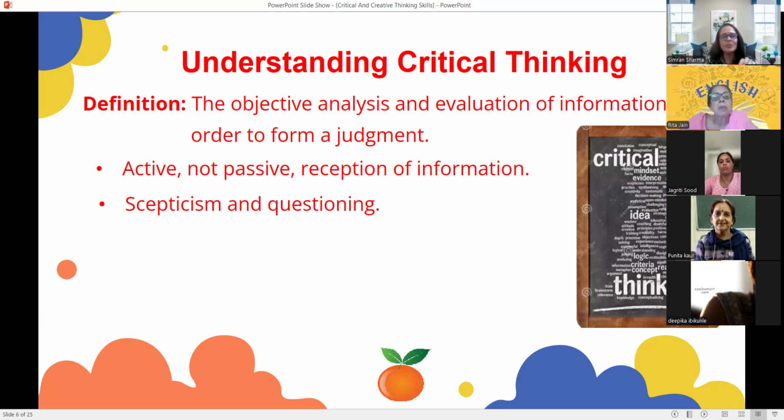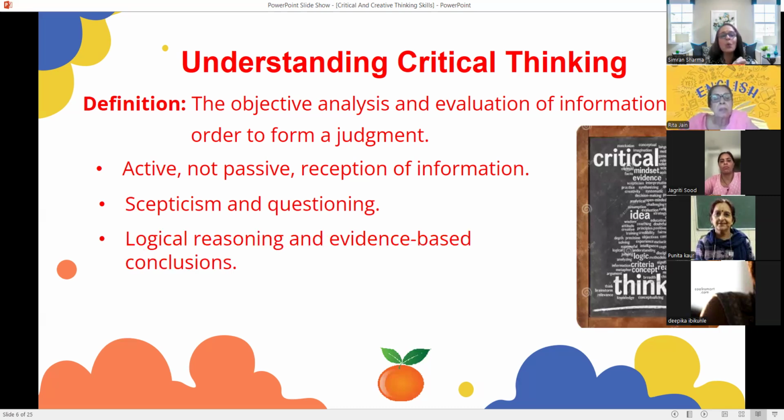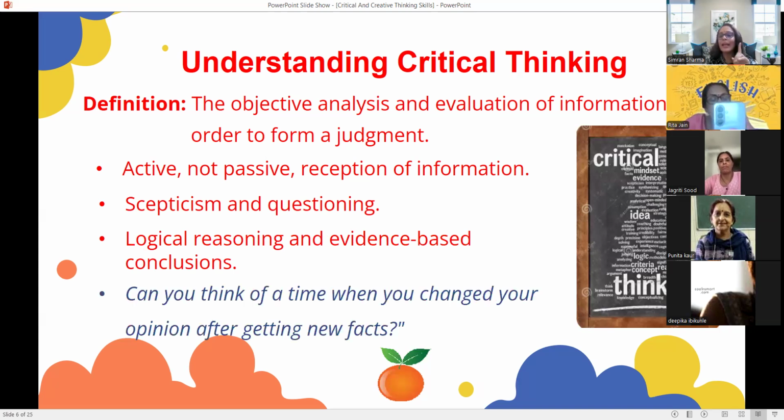So the best way is to show skepticism, ask questions, go for logic, reasoning, and go for evidence based conclusions. Remember, that's very important.